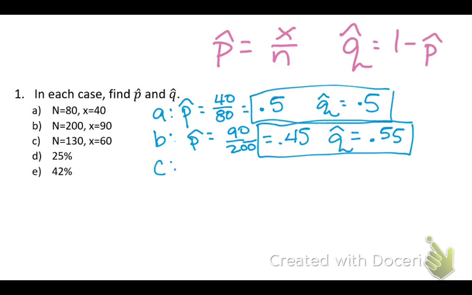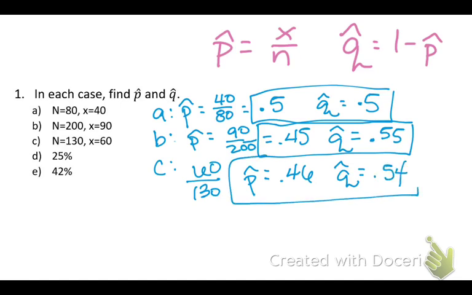All right, letter C, same process. 60 over 130 should give you 0.46, rounded at least. And then if you subtract that from 1, you should get 0.54. So now we have p hat and q hat. Pretty straightforward. If you have your x and your n, just put it as a fraction, find the decimal, and subtract from 1 to get your p hat and your q hat.